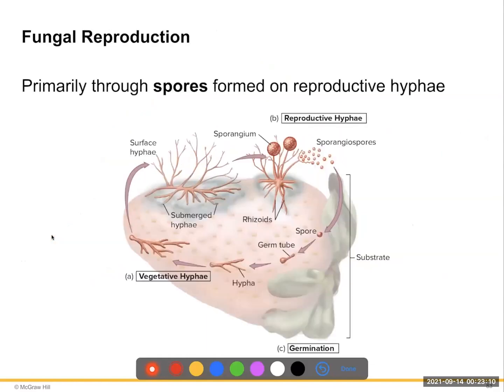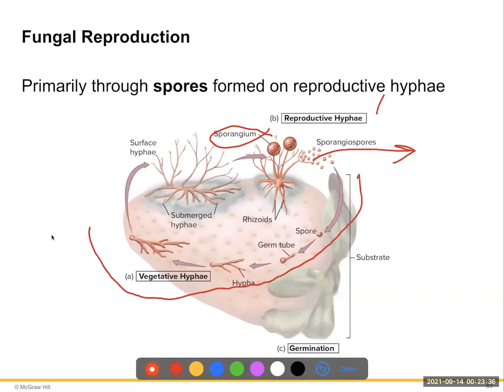Okay, fungal reproduction. The reproduction of fungus is usually through spores. It's formed out of what's called reproductive hyphae. The hyphae form on the surface of it, and they go into sporangia, which is a sphere that contains the spores. The sphere ruptures, and these spores are released. Spores are released, go through a germ tube, a hyphae, surface hyphae, and then form the cycle all over until more spores are formed. So fungi reproduce by spores.